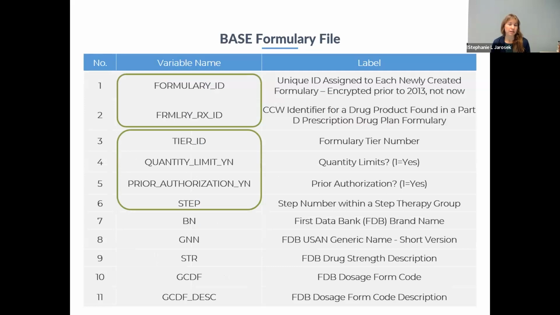What you get when you are requesting the formulary files, it's at the formulary ID, it's actually at the formulary RX ID level, but you need to use both of these variables if you are going to be linking to the PDE. The formulary RX ID is drug specific, and then the formulary ID tells you which formulary this formulary RX ID belongs to. So a given drug, a given NDC code, can be associated with multiple formulary RX IDs because they might be on multiple different plans' formularies.